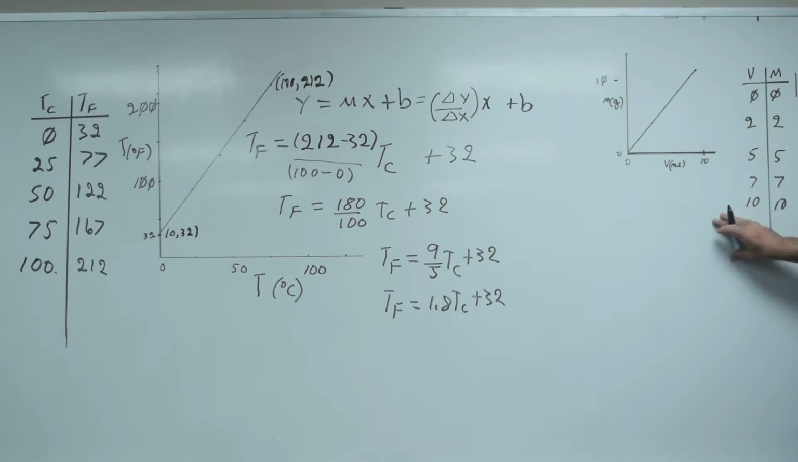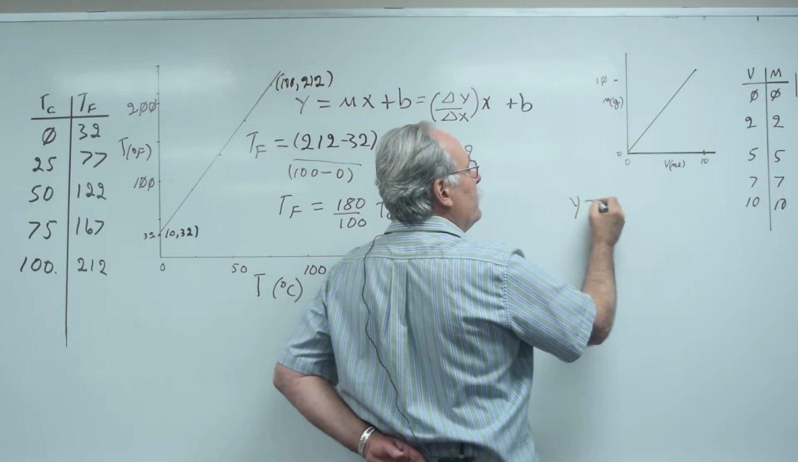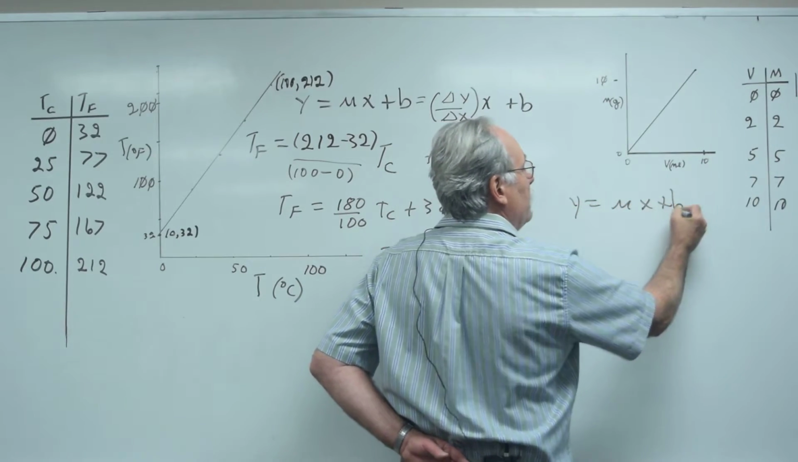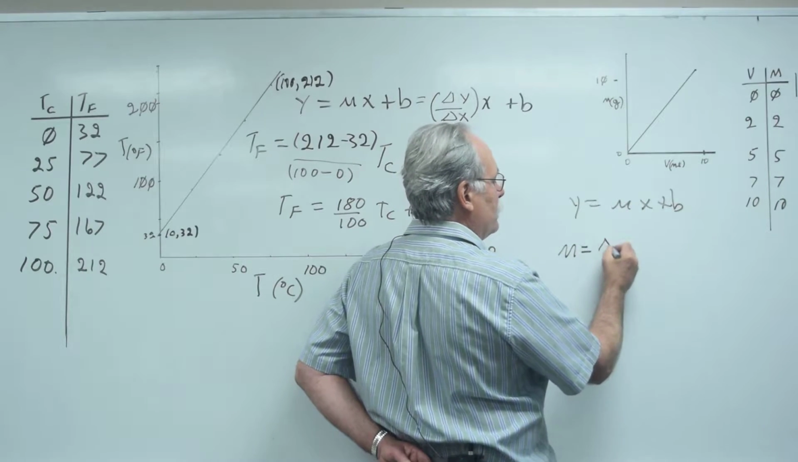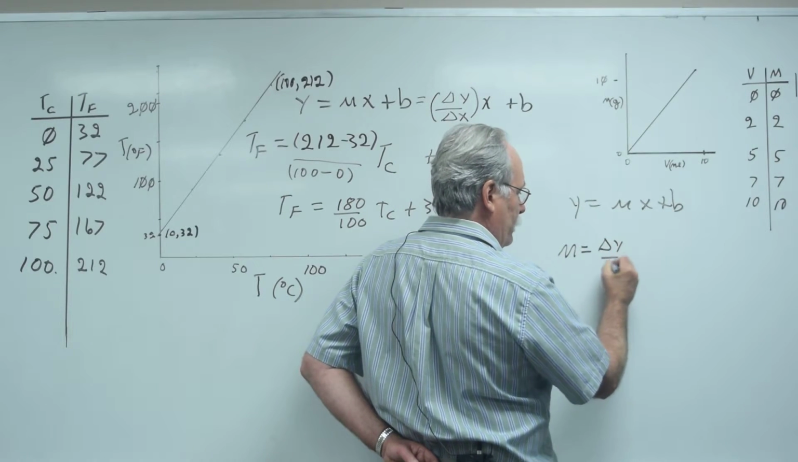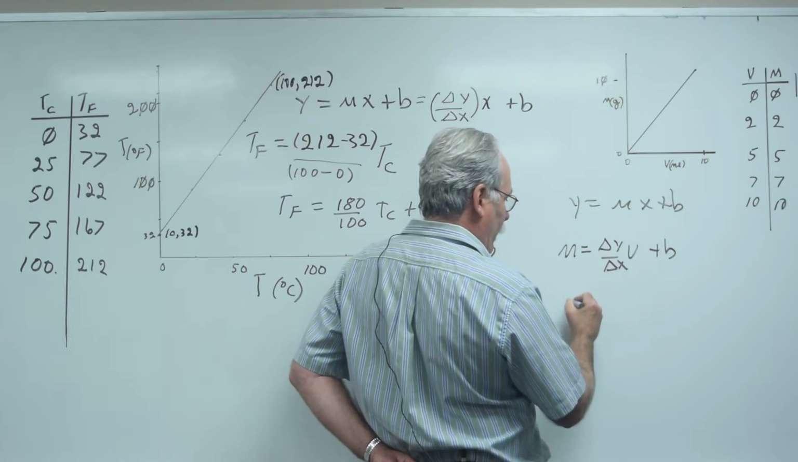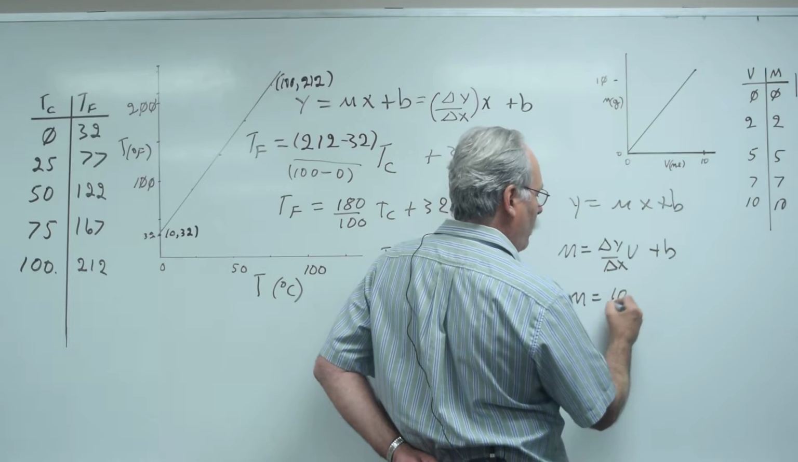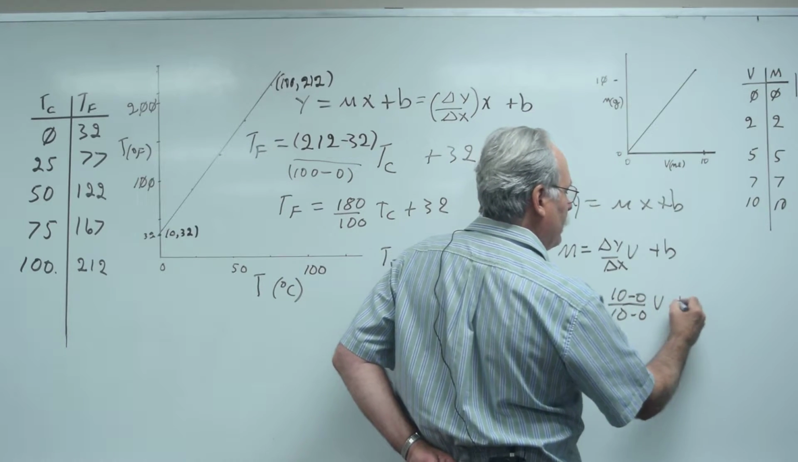Now I come over here and I have a very similar equation. This is the density of water, and when I had no water, the mass was 0, the volume was 0. When I had 10 mils of water, the volume was 10. And if I do the same equation, I can say now that y equals mx plus b. So the mass is equal to the delta y over delta x times the volume plus b. And the mass is equal to 10 minus 0 over 10 minus 0, V plus b.